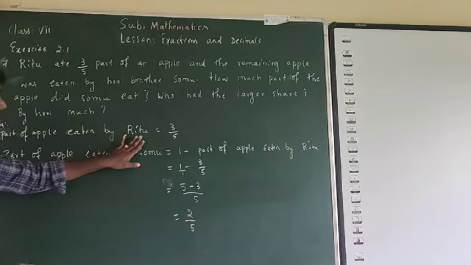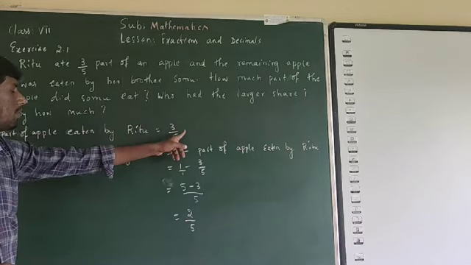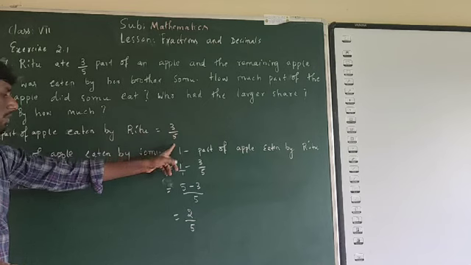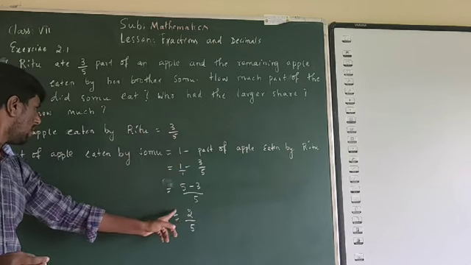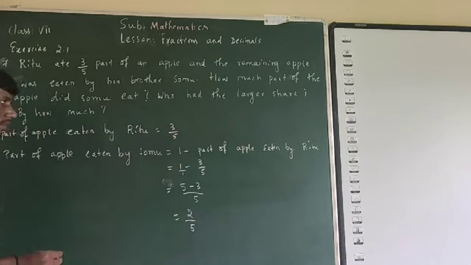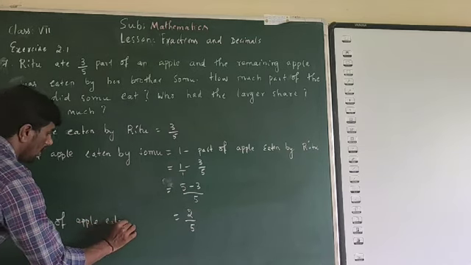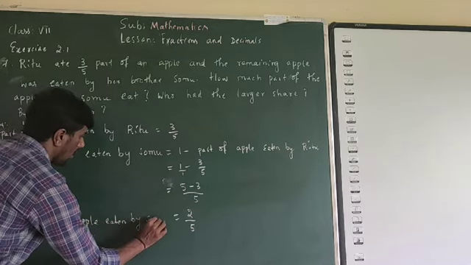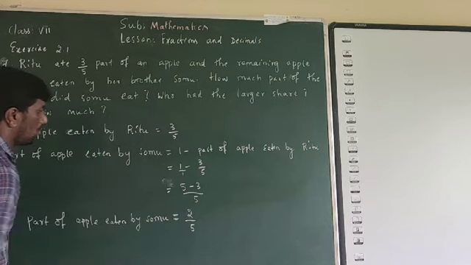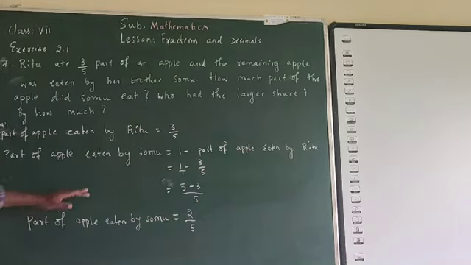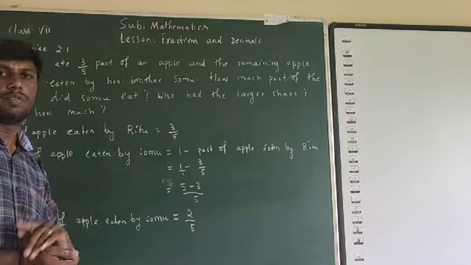This is the part of apple eaten by Ritu. How much part eaten by Ritu? 3 by 5. How much part eaten by Somu? 2 by 5. So first question we got the answer. How much part of the apple did Somu eat? Part of apple eaten by Somu is 2 by 5.